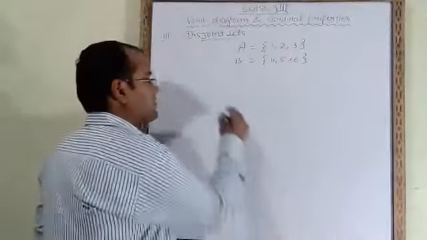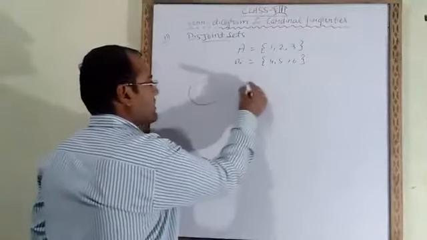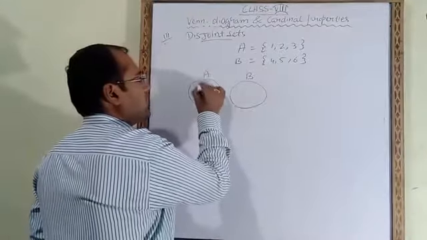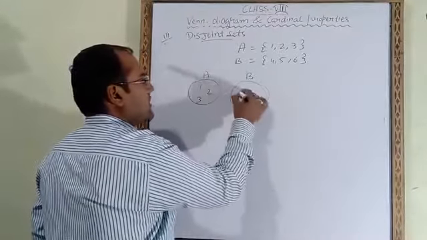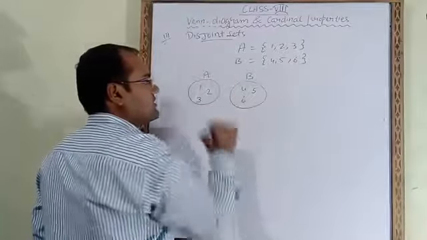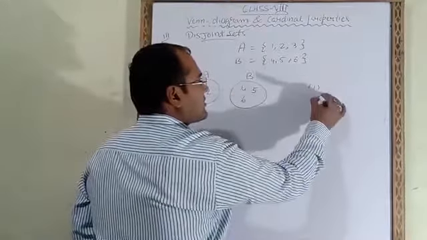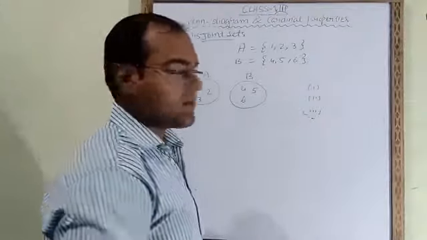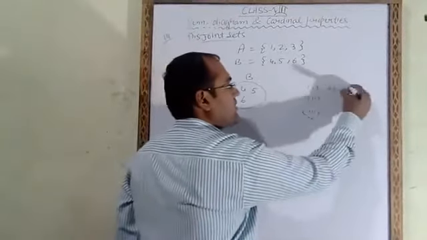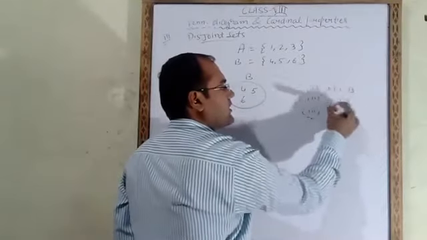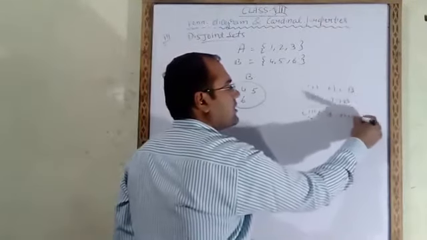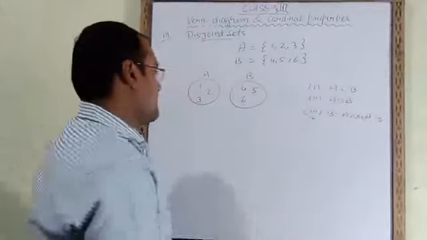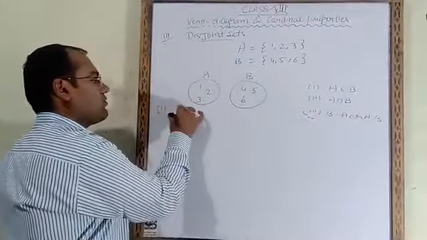And how do we show disjoint sets? We have to draw two separate circles. This circle is of A, this circle is of B. In A you write 1, 2, 3 and in B you write 4, 5, 6. Now, three cases are there to represent in this Venn diagram. First is how to show A union B, then A intersection B, and B minus A or A minus B.